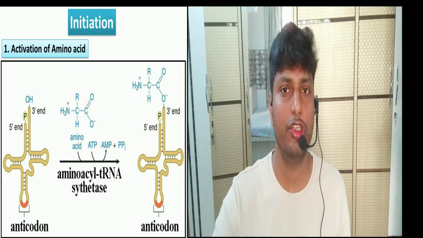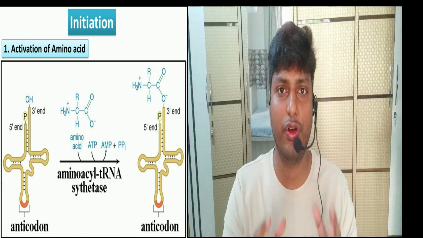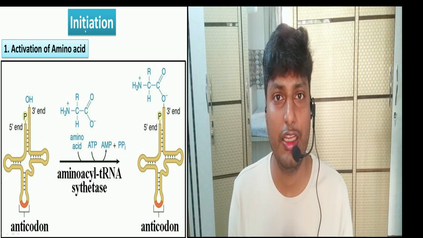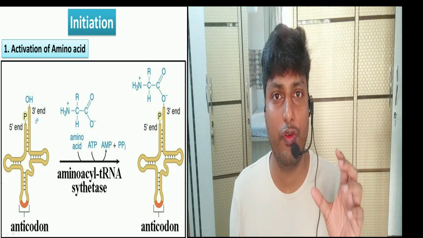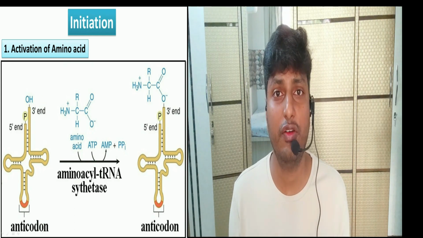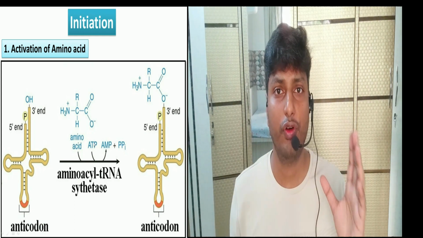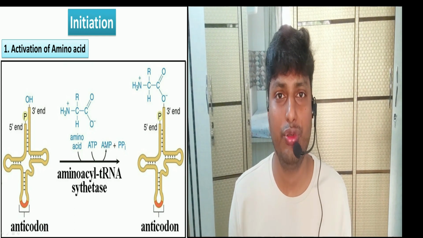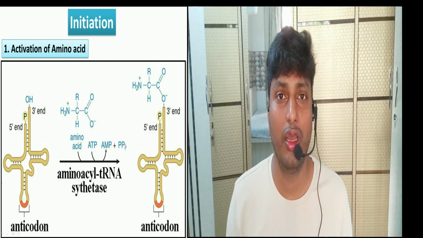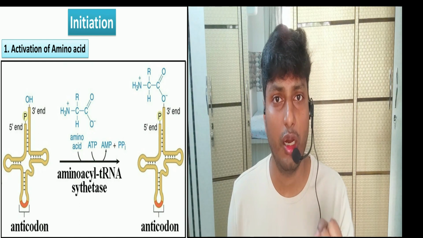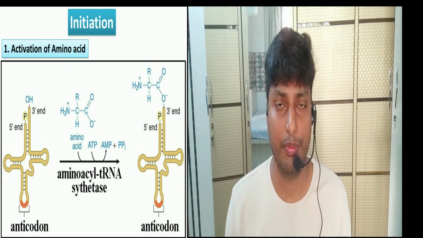Now in the next step, dear students, what is going to happen once the first tRNA is ready? Remember, the first tRNA is going to go and attach to the first codon of the mRNA. And what is the first codon? The first codon is always AUG, which is called the start codon. The first codon AUG always contains the information of the amino acid known as methionine, right?